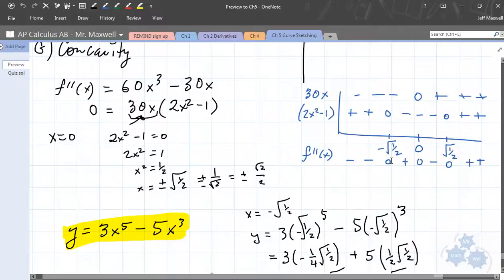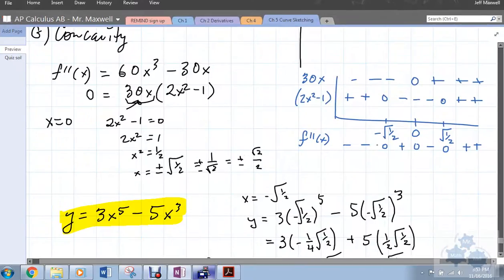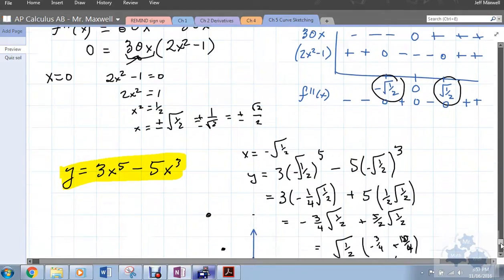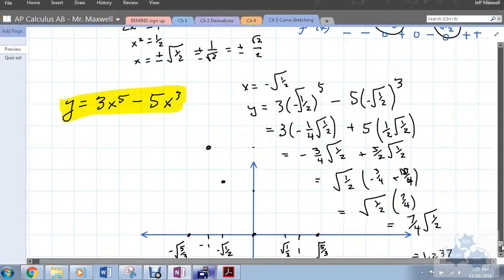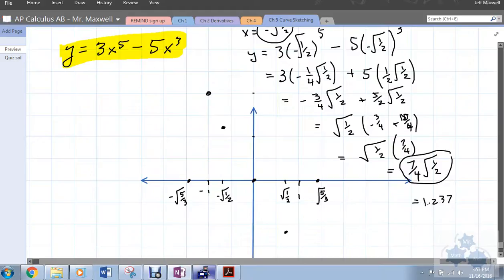I want to just show you what I did down here with the x values for the points of inflection. To name the points of inflection, you do have to find out what the y values are. So, a little bit of math here. This is the exact value of the y value for the point of inflection for x equals negative root 1/2. This is the decimal value. So if you're just graphing it, the decimal value is usually okay. So here's the point of inflection up here, and another point of inflection here.